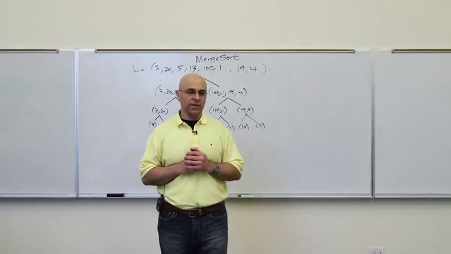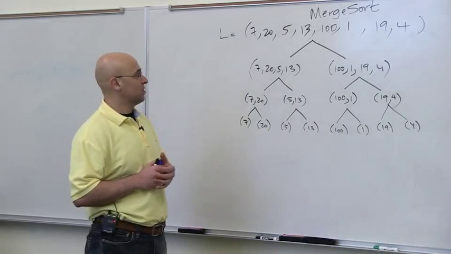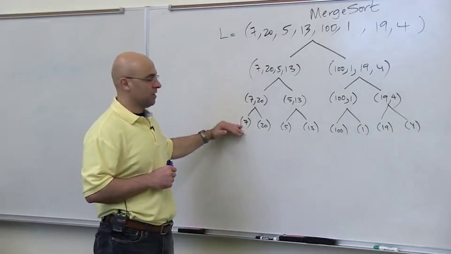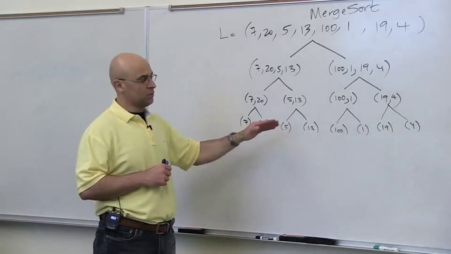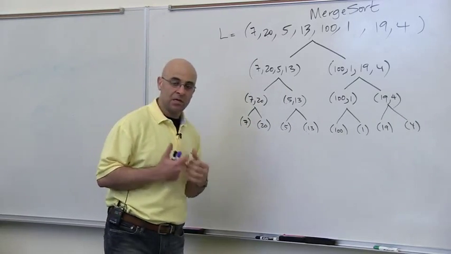So now we have described the algorithm MergeSort, and again we illustrated it on this list where we took the list, we kept dividing it until we got to the leaves. For each one of them, there is nothing to do; they are already sorted. We go up and do the merge.